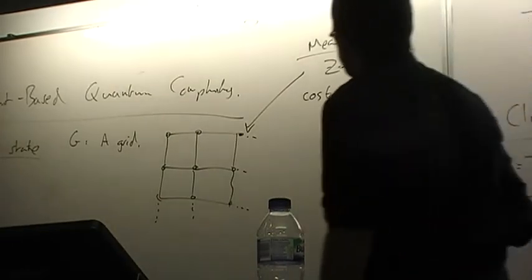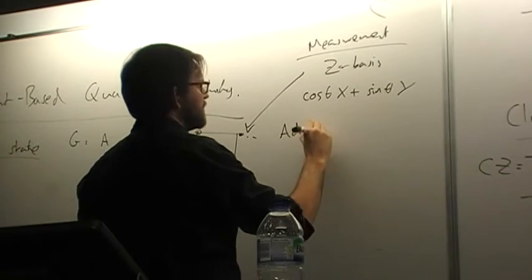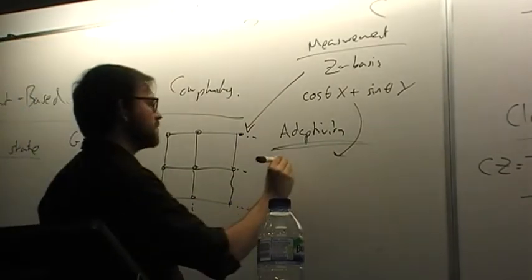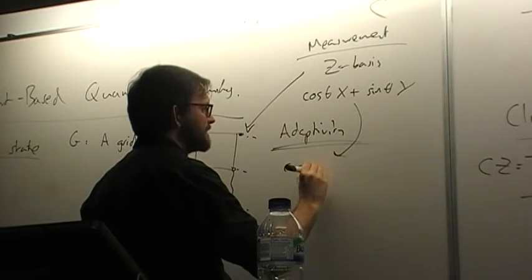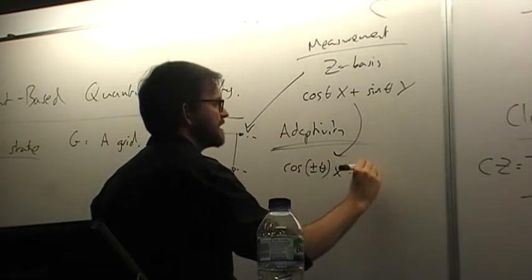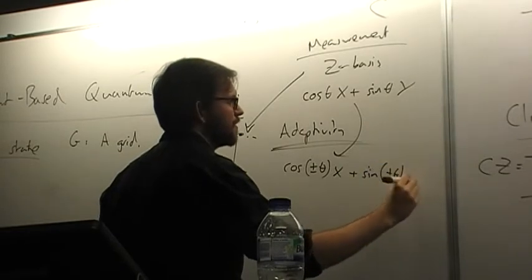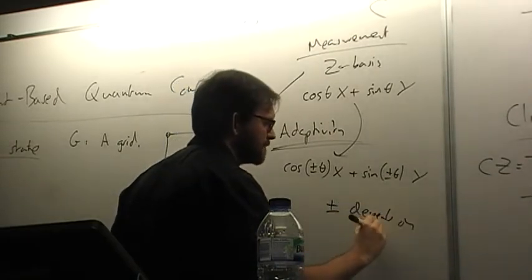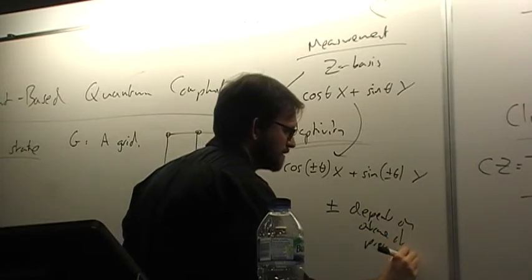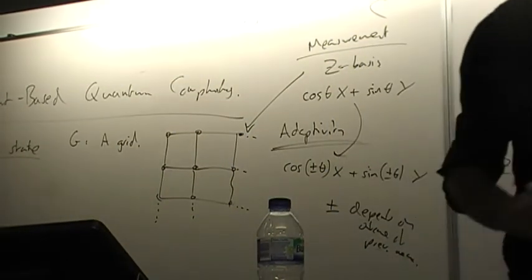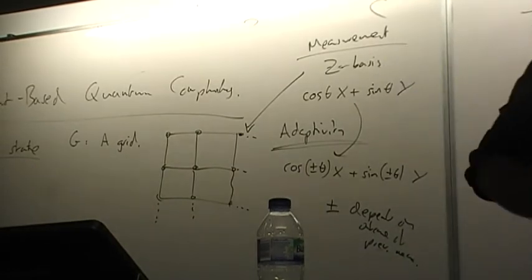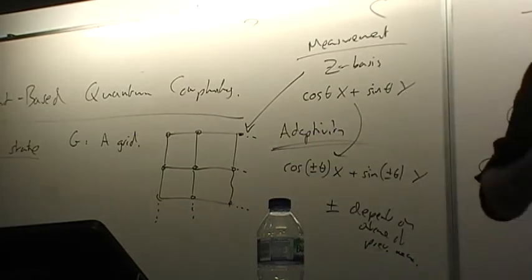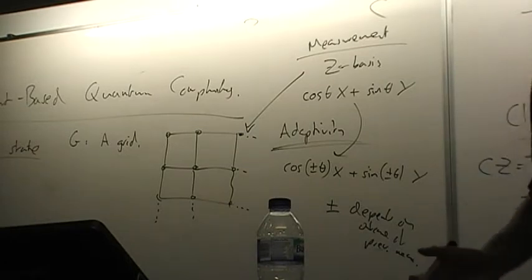And the measurements are in fact adaptive, in the sense that these equatorial measurements would be better written cos of plus or minus theta X plus sine of plus or minus theta Y, where the choice of plus or minus depends on the outcome of previous measurements. So this adaptivity is absolutely essential. Without it, it's a nice and interesting thing to think about, but if you try to construct a computational model like this without this sort of adaptivity, you would violate causality.